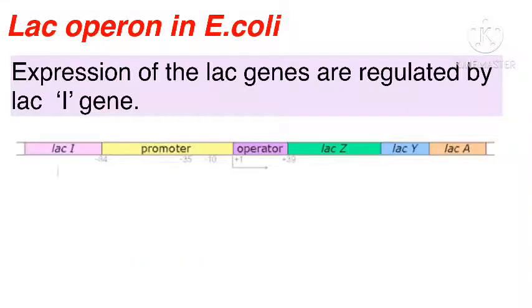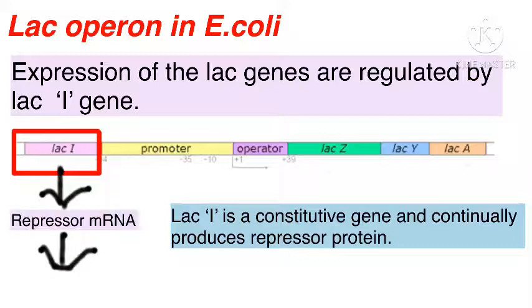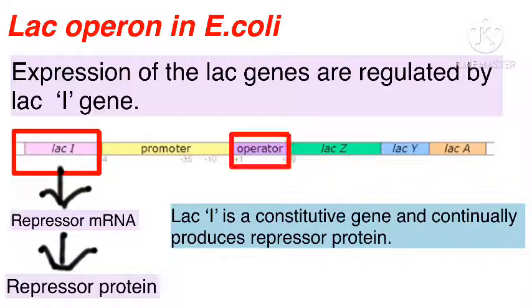Expression of the 3 structural genes is under the control of a regulatory gene, LacI, at the 5' end of the operon. The LacI gene is not under any regulation and is a constitutive gene, which means LacI is continuously transcribed into a repressor mRNA, which is ultimately translated into the repressor protein. The Lac repressor protein binds to a specific sequence in the operon called the operator sequence. The operator sequence overlaps with the promoter sequence and is located between the promoter and structural genes.